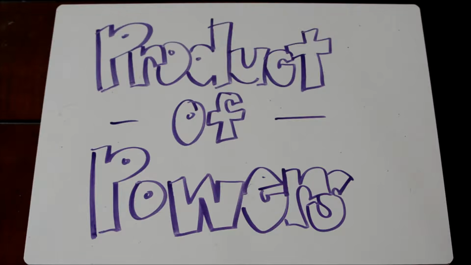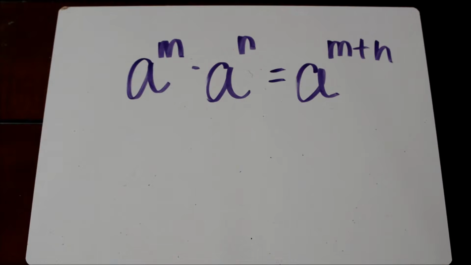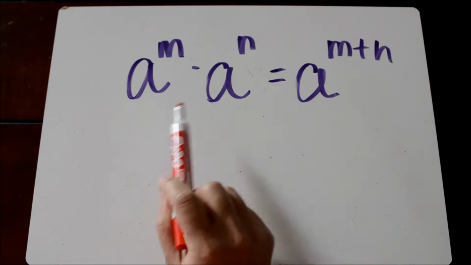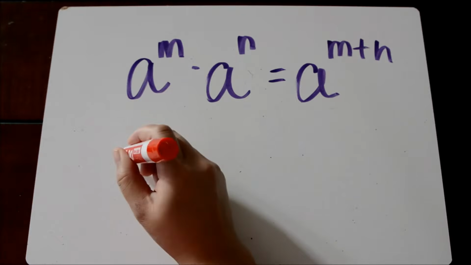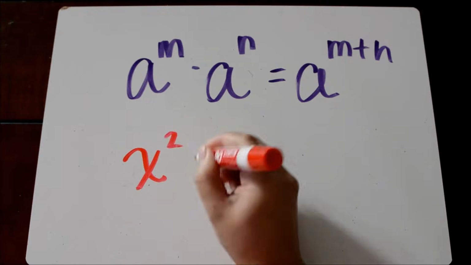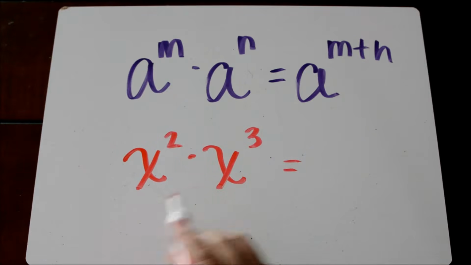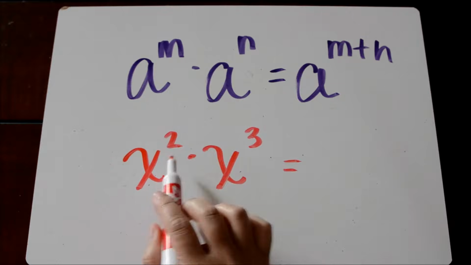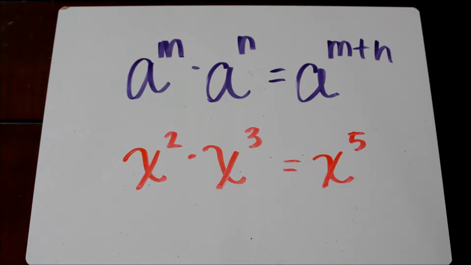Today our lesson is on the product of powers exponent law. Let's take a look at what the product of powers states. It states that if you have the same base, what you can do is add the exponents. For example, if we have x squared times x cubed, since the x is the same, we could just add the exponents and we get x to the fifth power.